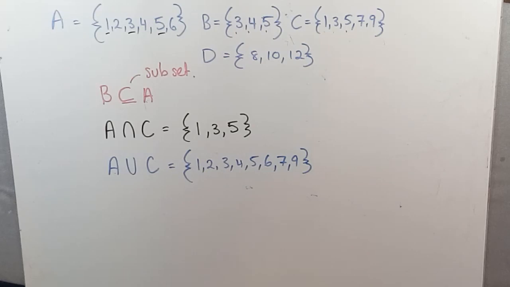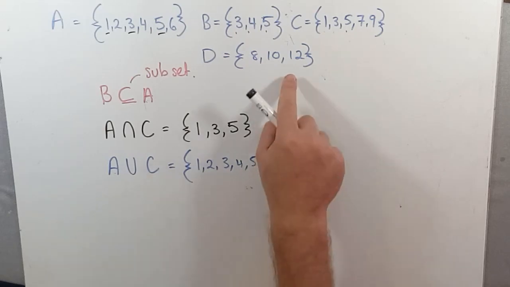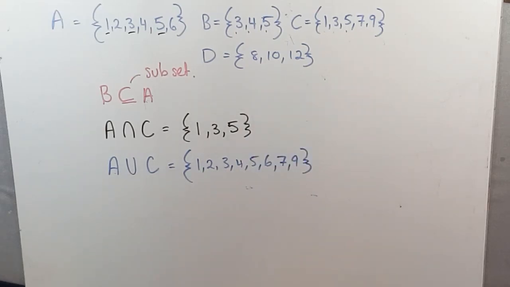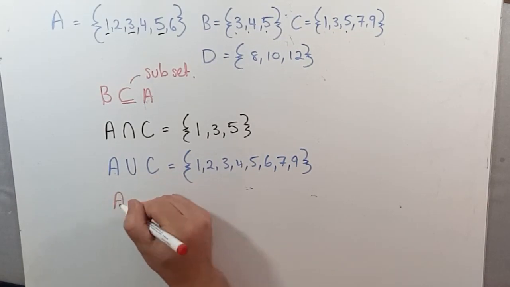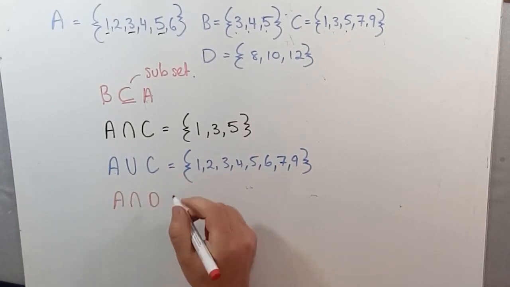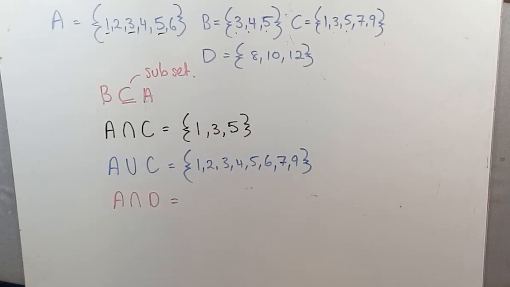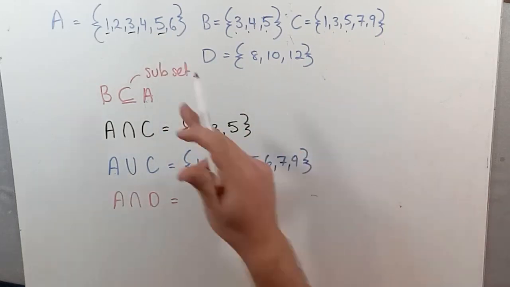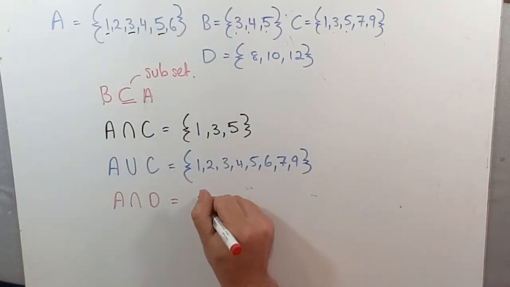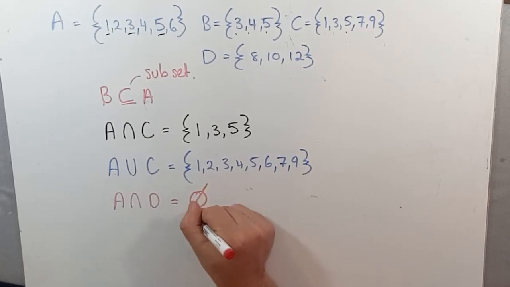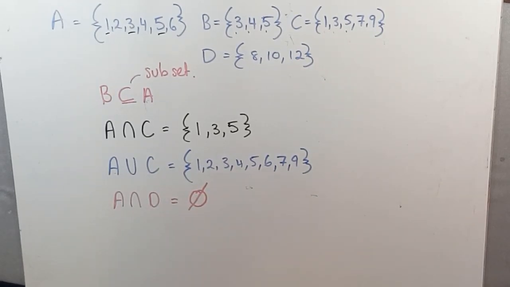Now, if we've got this set D, if we tried to do the intersection of A and D, well, they've got nothing in common here. So if they've got no elements in common, then we get the empty set. Okay, and we draw the empty set like that. Okay, and one last one.